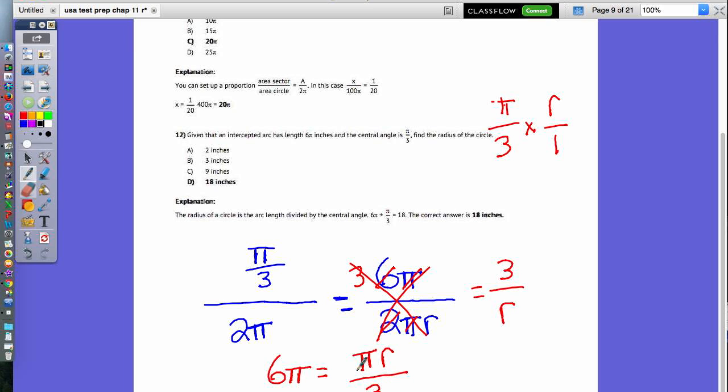I now want to clear that fraction, meaning I'm going to multiply both sides by 3, and I'm going to get 18 pi equals pi times the radius. The pi's divide out on each side, and I get 18 is equal to r, the radius.